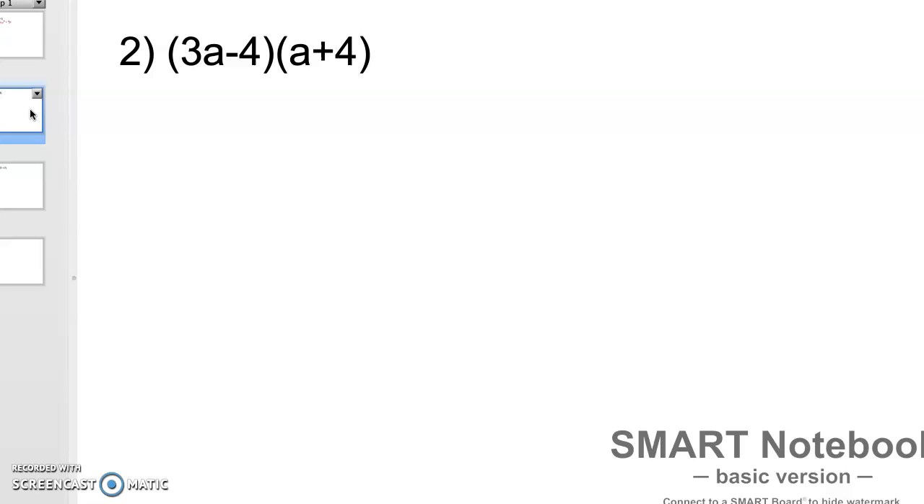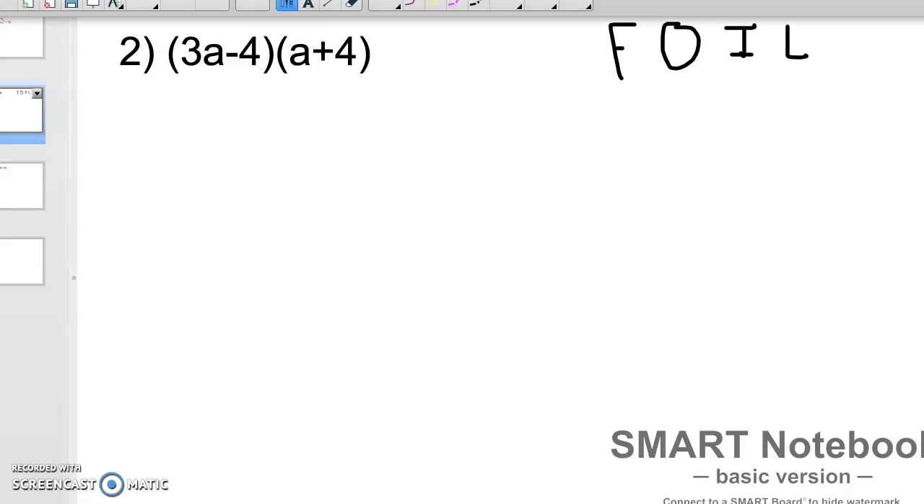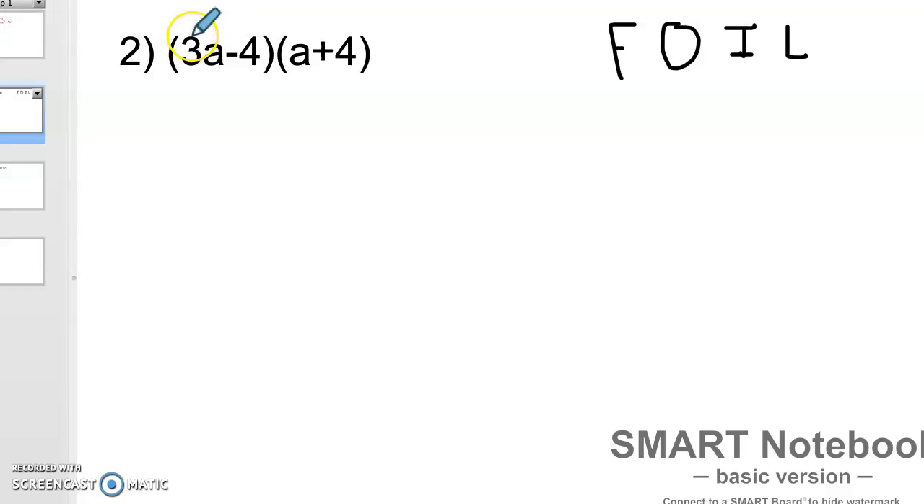The next example is two binomials together, and what I want you to remember is the word FOIL that we talked about, which was first, outer, inner, last. And this is a great acronym to use when it comes to multiplying two binomials. So the first, for F, it would be 3a times a, 3a squared.